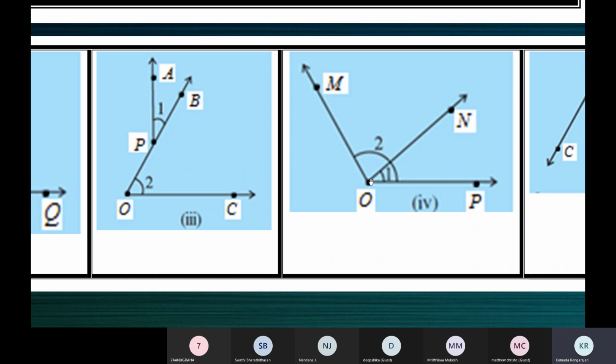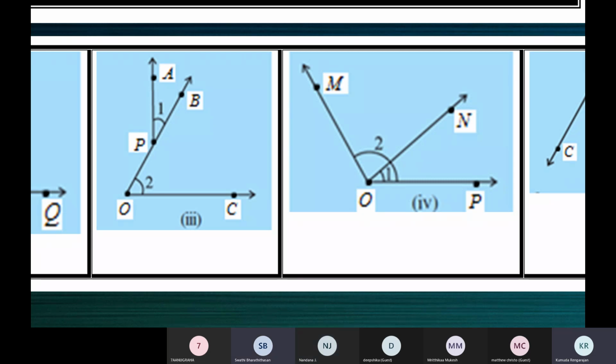And for angle 2, the arms are OM and OP. So which is the common arm? Which is the arm common to both the angles? Write it down in your book and tell me. Ma'am, ON and OP. No, one minute, there should be no confusion. Do you have a book and pen with you?